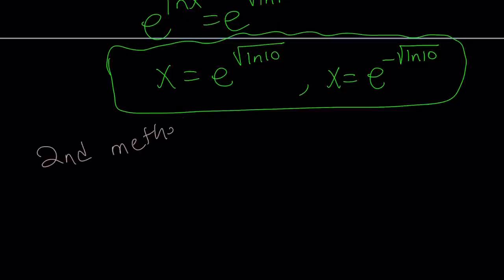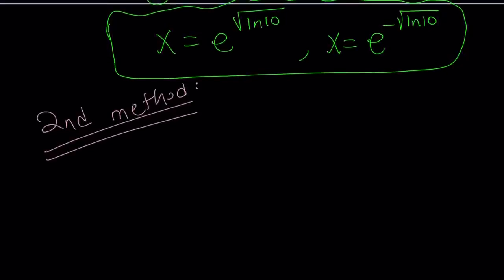And you're going to let me know which method you like better and which method is easier to understand. So let's rewrite the original problem one more time. We have x to the power ln x equals 10. So for my second method, I want to use something slightly different.